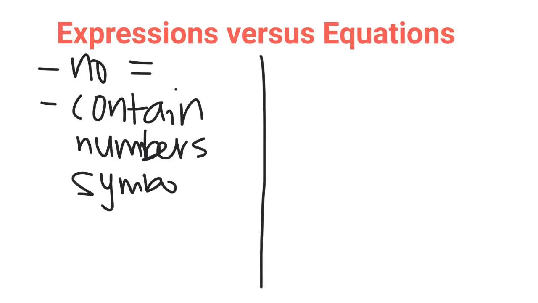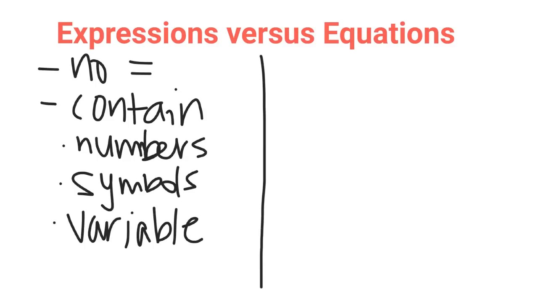and symbols. Remember that they could have more than one operation going on, and that would be when we would use order of operations to solve our expression. We may also have expressions that contain variables as well, and those would be our algebraic expressions.